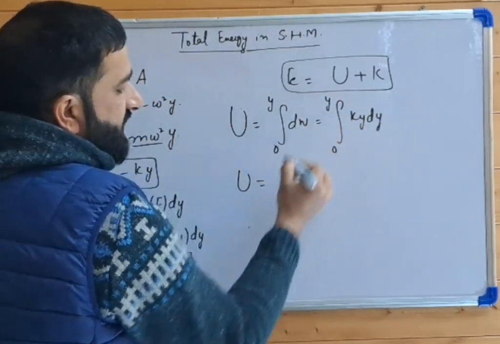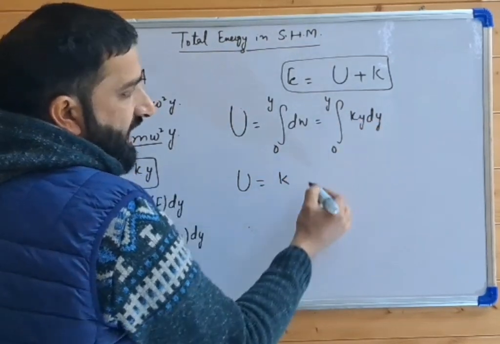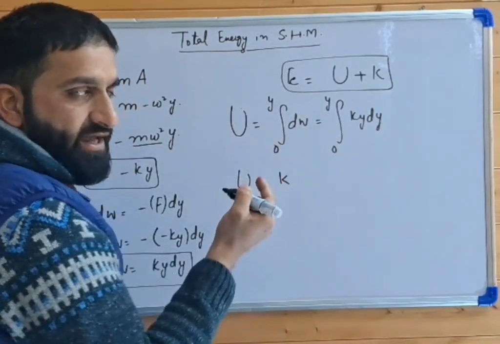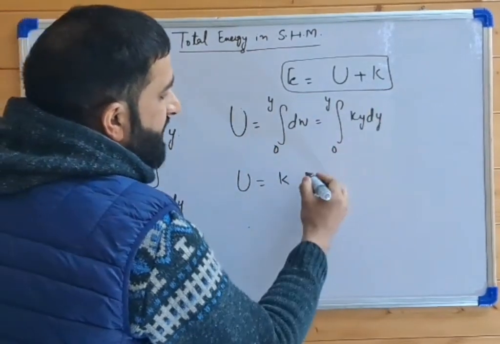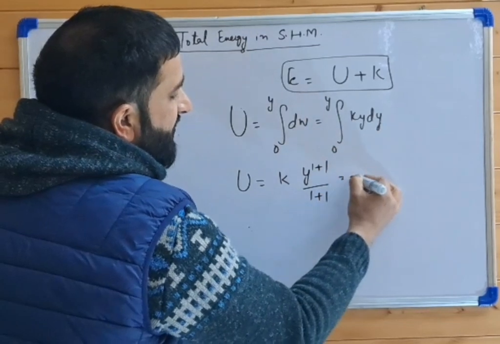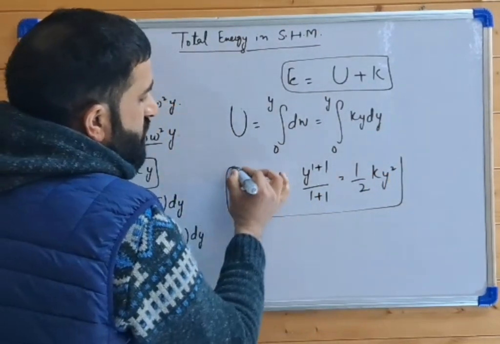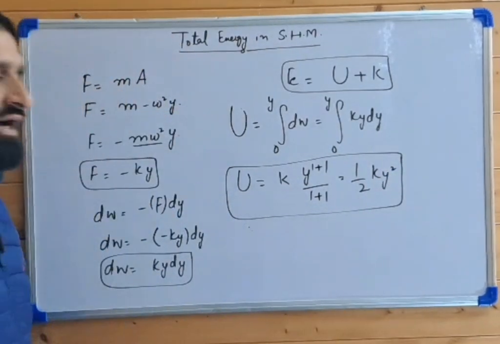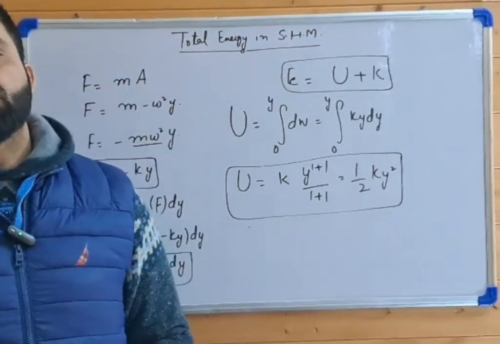So U is equal to, k being constant, is taken out of the integral sign, and y raised to power n on integration is equal to y raised to power n plus 1 divided by n plus 1. That is y raised to 1 plus 1 divided by 1 plus 1. That is equal to 1 by 2 k y square. So potential energy is given by U is equal to 1 by 2 k y square.